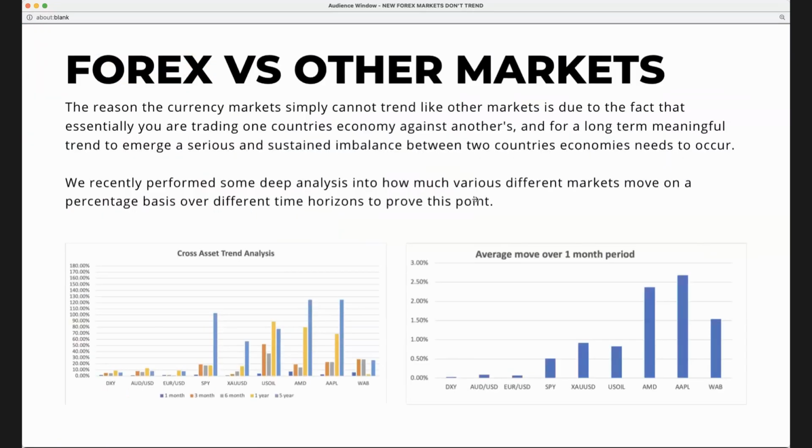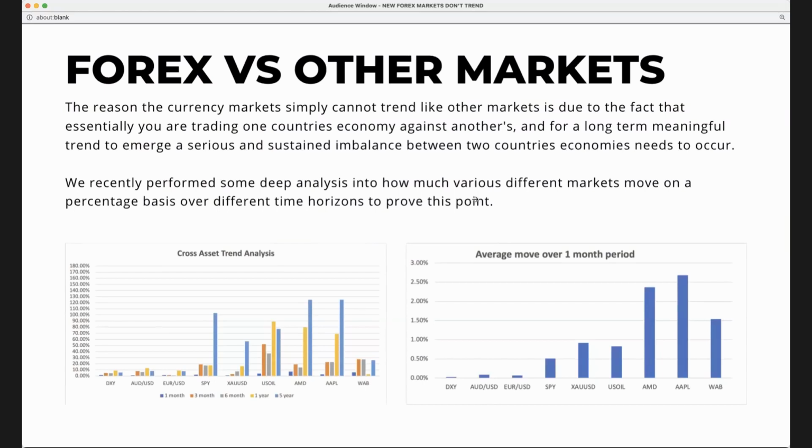And to back this up with information, we did a study into some of the major markets. We looked at the currency markets, the dollar index, the equity markets, the commodity markets. And what we found wasn't actually a surprise to us, but it might be a surprise to you, and it's going to help illustrate our view that the Forex markets don't trend.